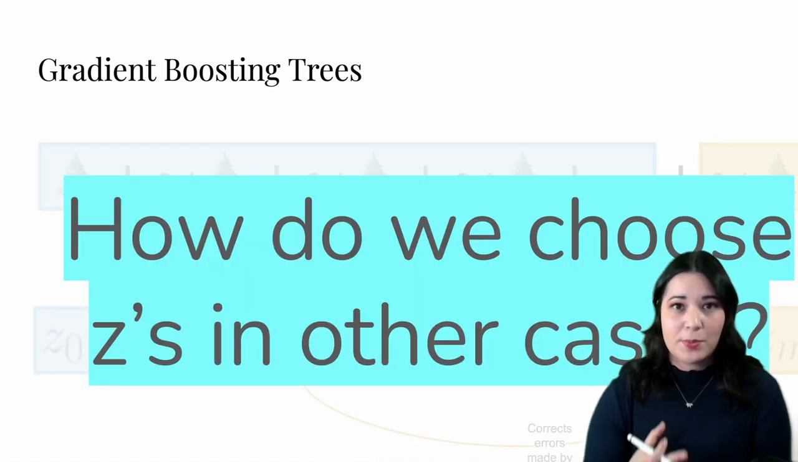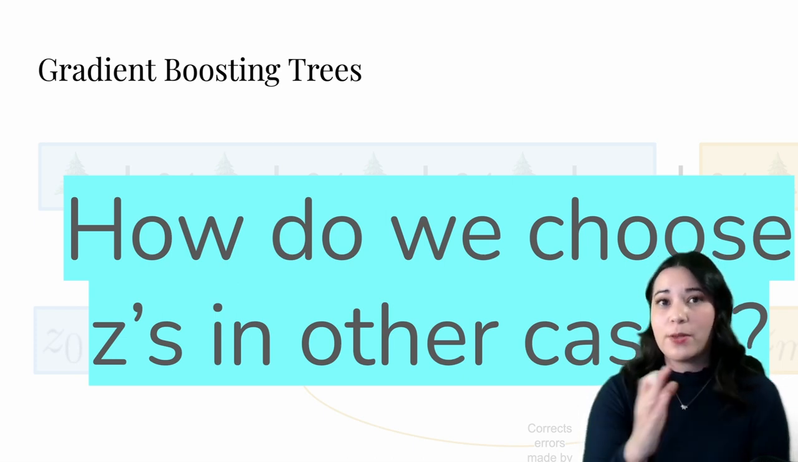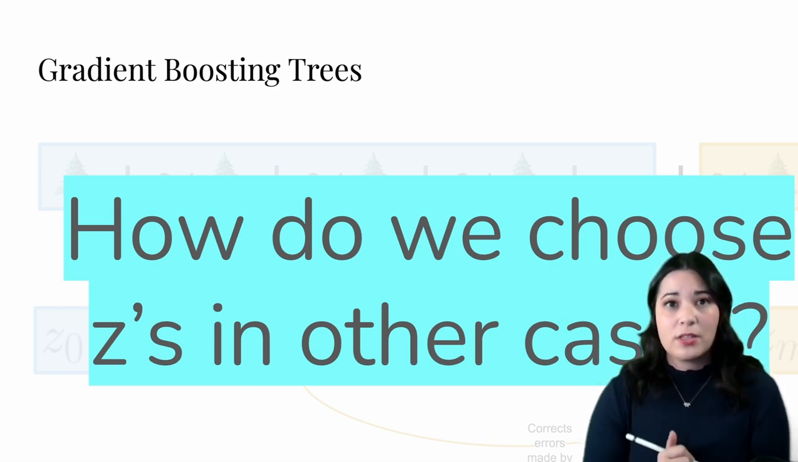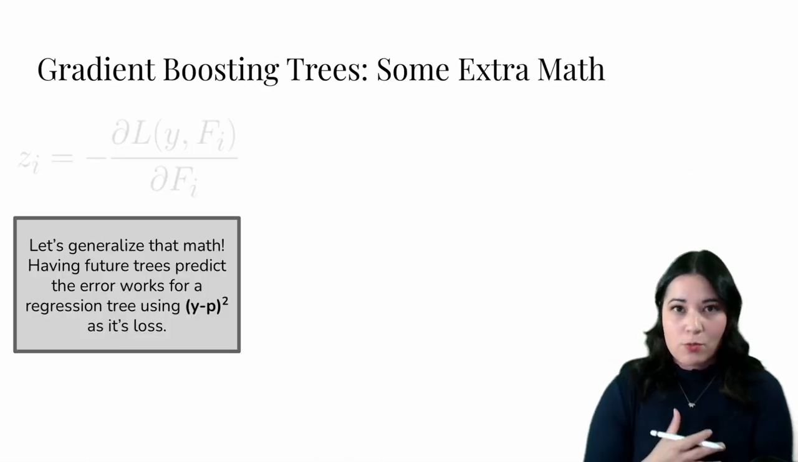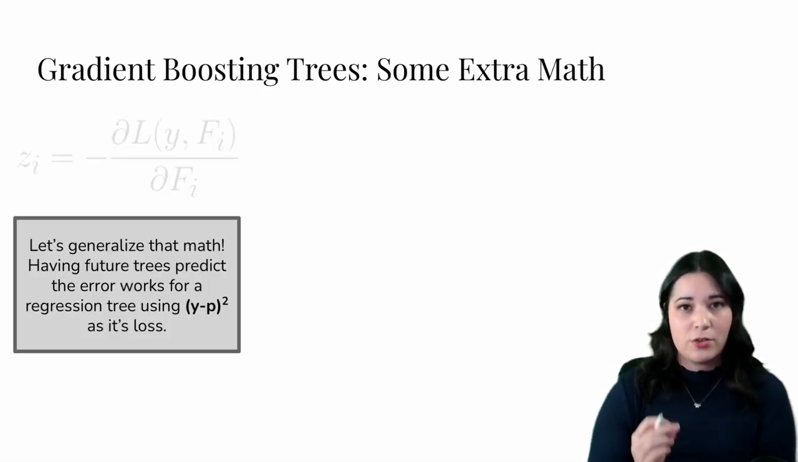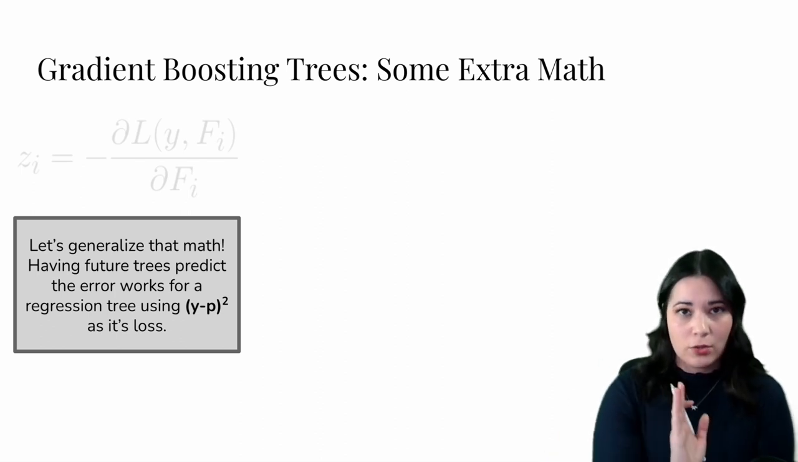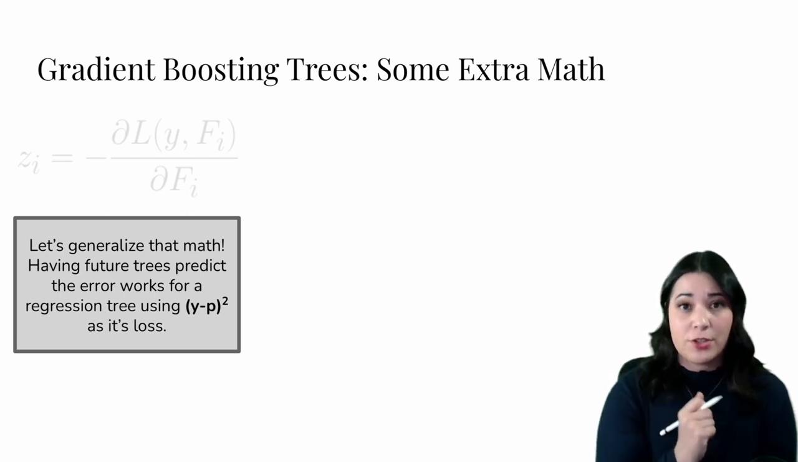So in this case, we said that each tree is going to try and predict the errors made by the previous tree and use that in order to make our prediction better. But how do we choose these values that subsequent trees are actually going to predict? In the example we went over for gradient boosting trees, each tree's job was to predict the error, the actual minus the predicted value, that was made by all of the previous trees before it.